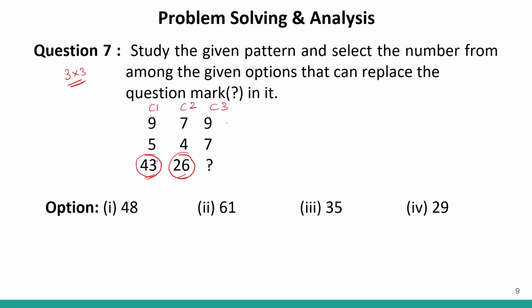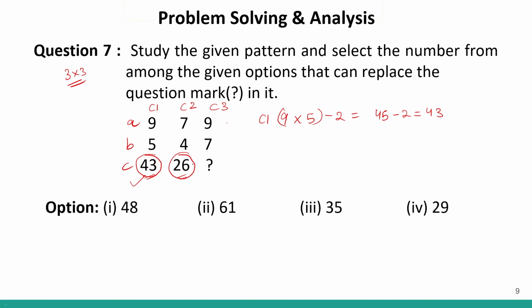9 into 5 is clearly 45. I know that. So maybe if this is A, this is B and this is C. So 9, I am looking for column 1. 9 into 5, and if I subtract 2 from it, that is 45. And then if I subtract 2 from it, I'll get how much? I'll get 43. So it holds true for column number 1.